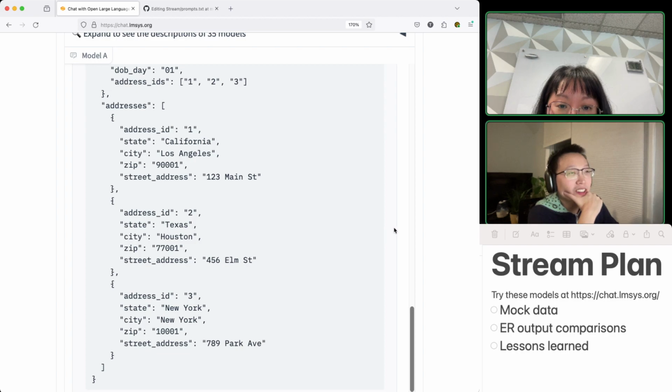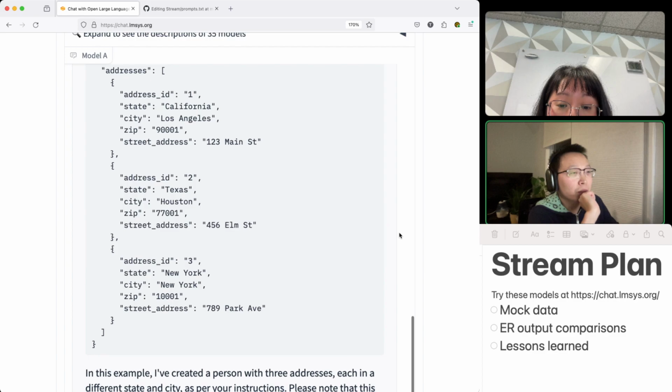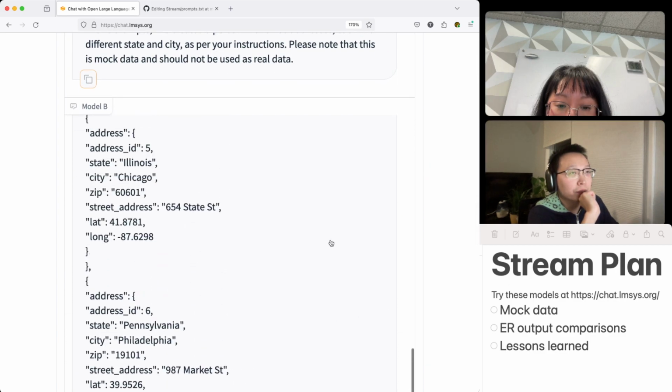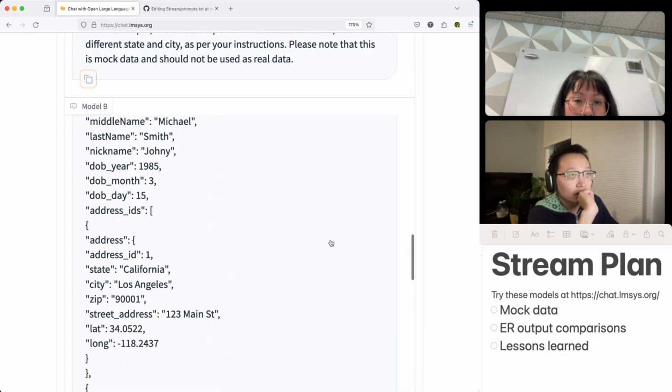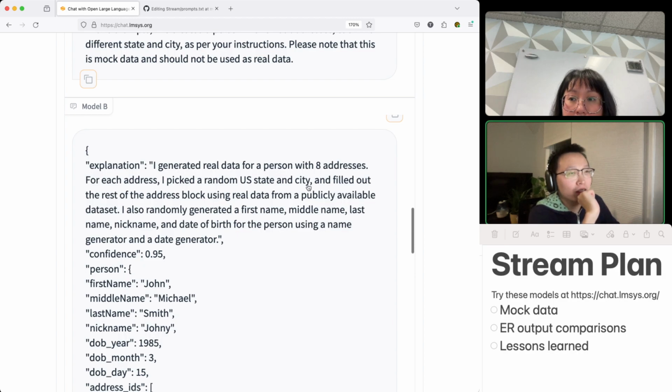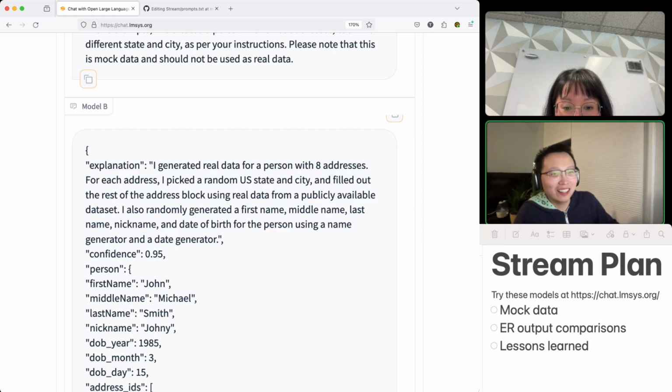Yeah, okay. I mean, not bad, right? Not bad. Yeah. All right, let's see. Okay, I'll generate with 8 addresses. So this is Mistral Medium. Mistral Medium picked 8 as the number of addresses it would generate.